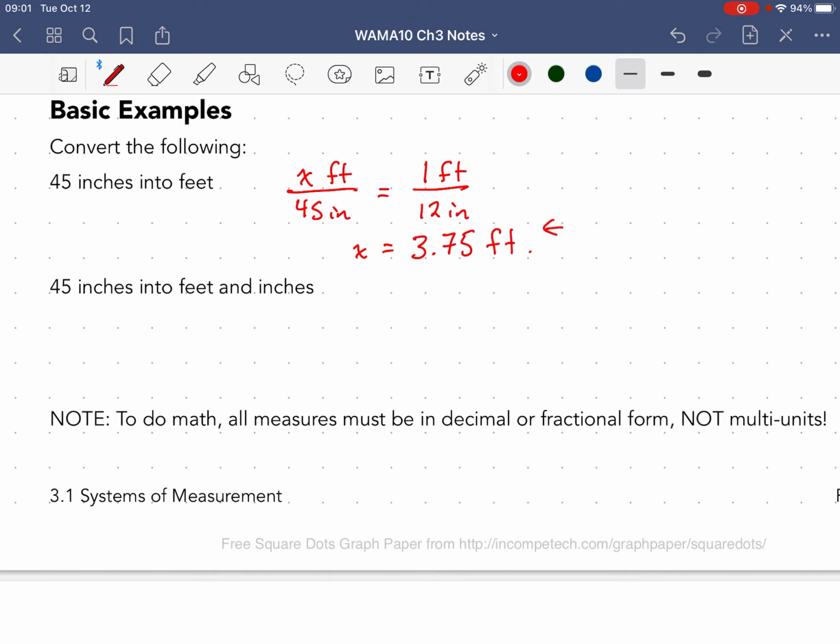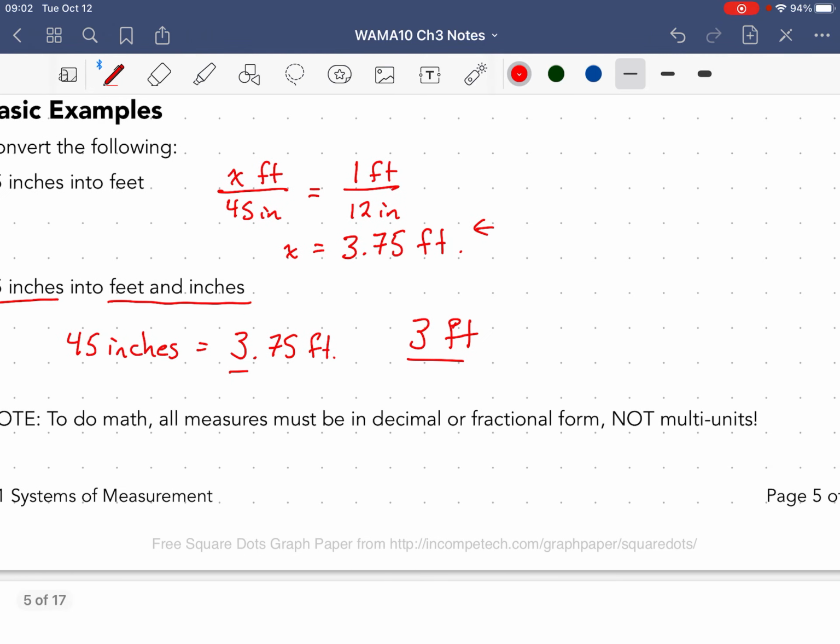Now, this is a single unit measurement. Single unit measurements are what we can do math with. But sometimes we want it in feet and inches. In the imperial system, there's often multi-unit measurements. So let's take a look. 45 inches is equal to 3 whole feet, 0.75 feet. So we have 3 whole feet. That's our whole number of feet. And then we have 0.75 of a foot.